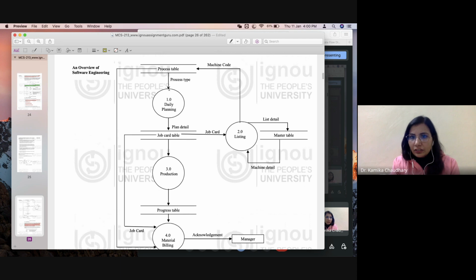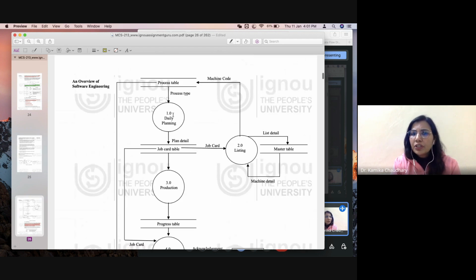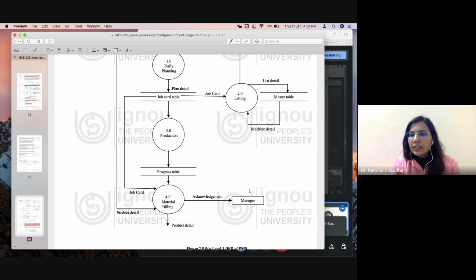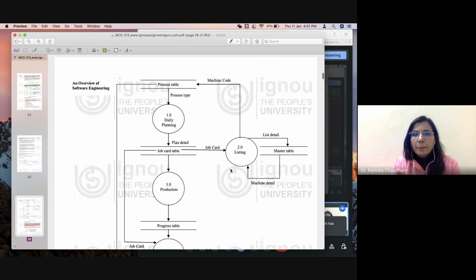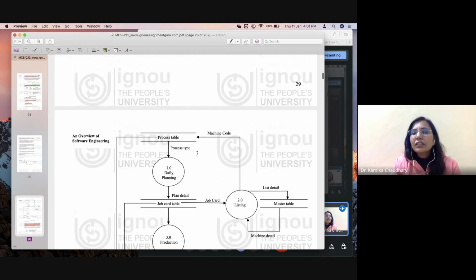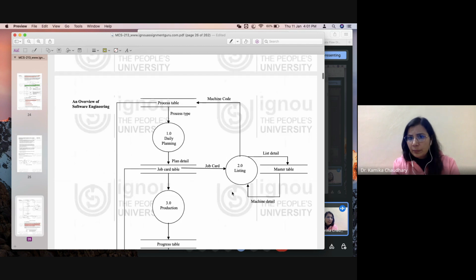Yes. So what we are seeing in this system is a very detailed description of all these processes: daily planning 1.0, listing 2.0, 3.0 is production, 4.0 is material billing. Then we have the entities such as the managers. We have the master table, which is going to store all the details which are coming. This is how my process is going to be, and this is how my information is going to flow. The process table is there. These arrows show the flow of the information. Level zero is a very brief overview of your entire process, and level one is the detailed description of the process.